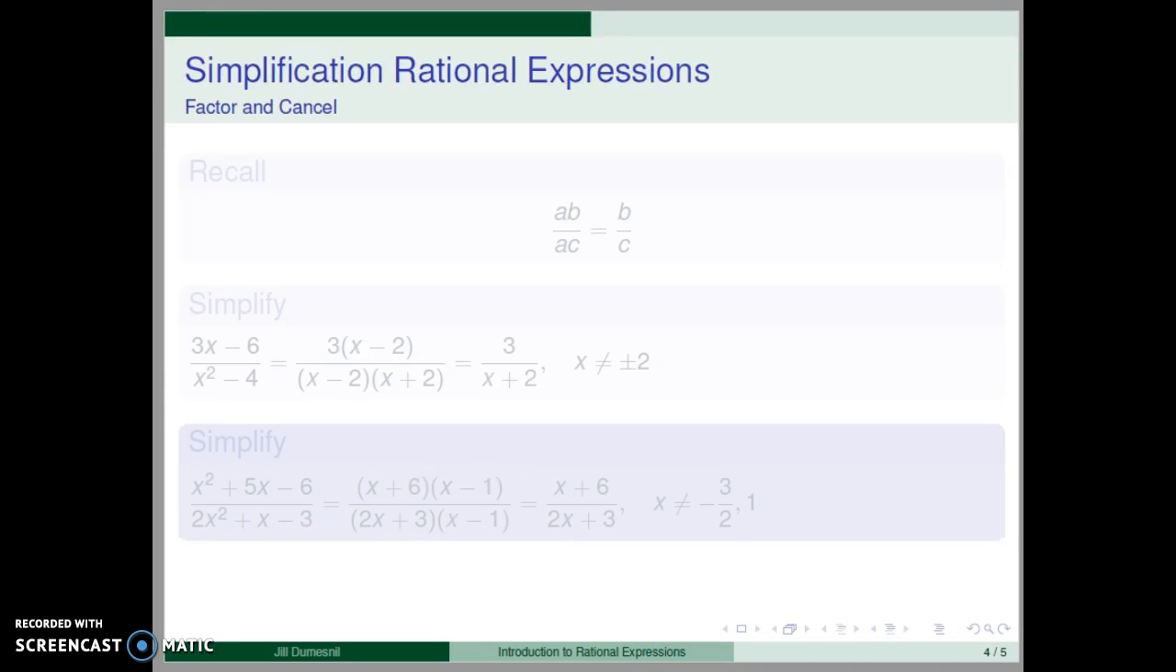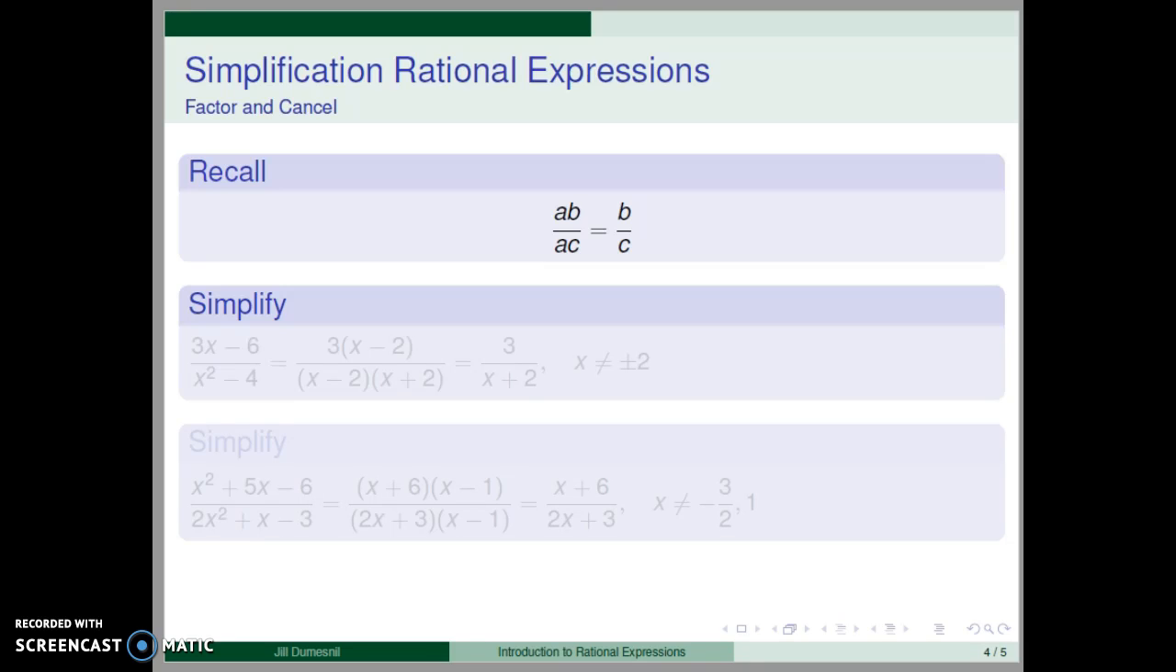To simplify rational expressions, the process is to factor and cancel. Recall that to simplify a fraction of the form a times b over a times c, we cancel the common factor of a and get b over c. This is the same process we use to simplify rational expressions.